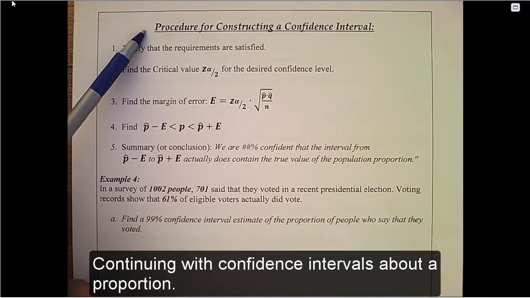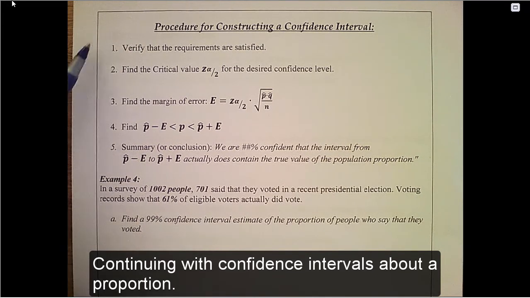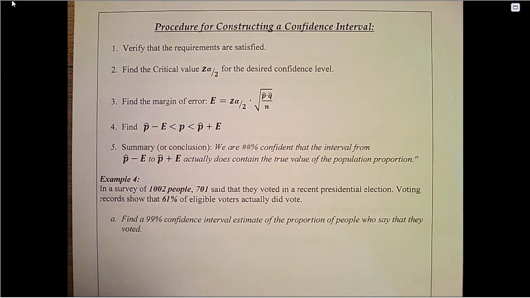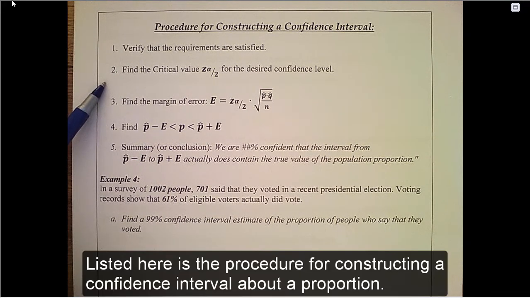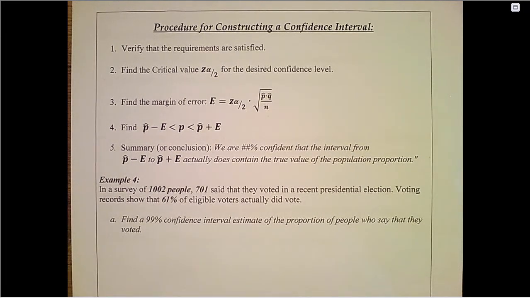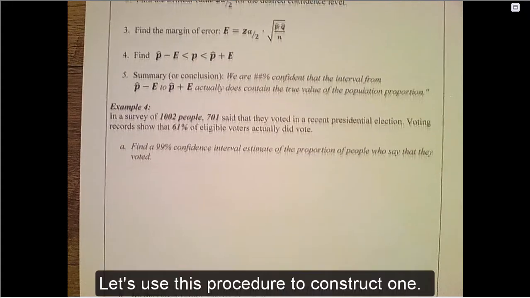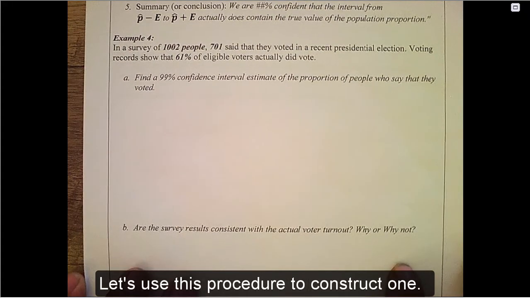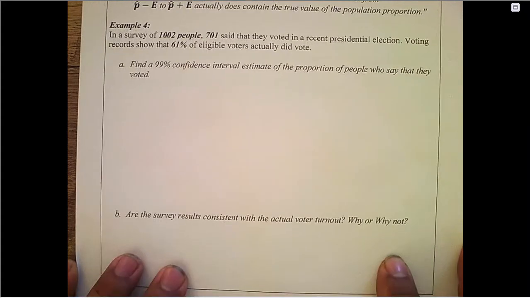Continuing with confidence intervals about a proportion. Listed here is the procedure for constructing a confidence interval about a proportion. Let's use this procedure to construct one.